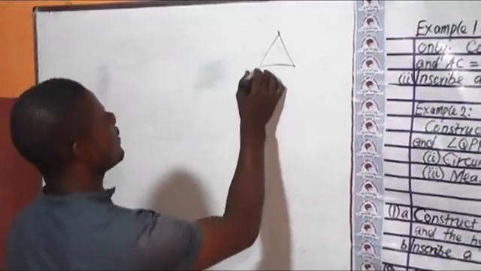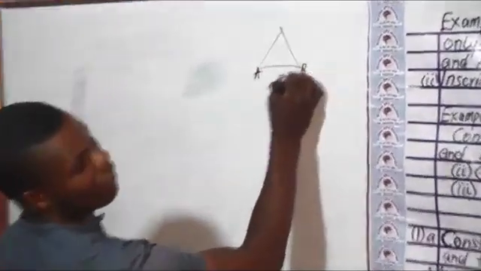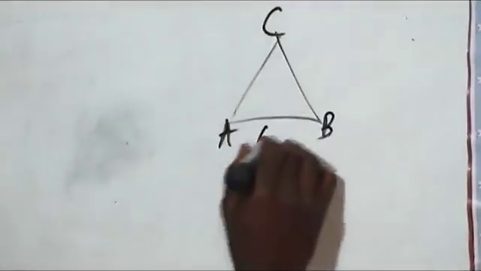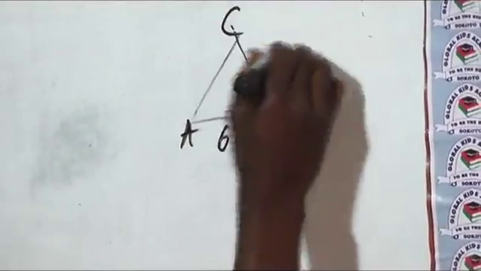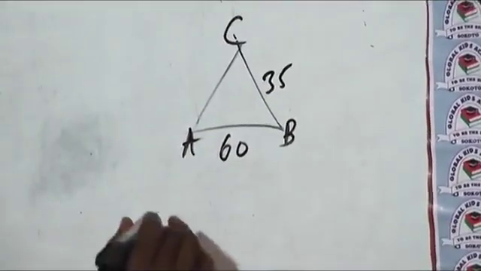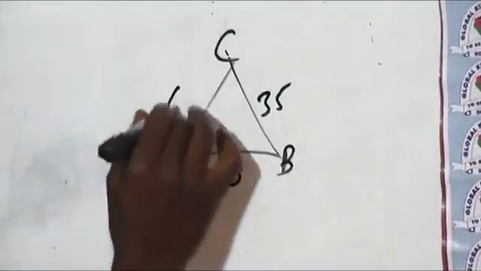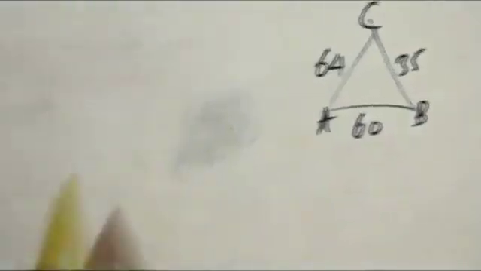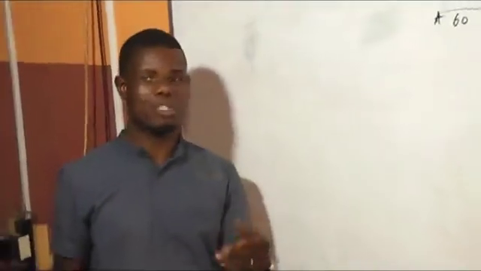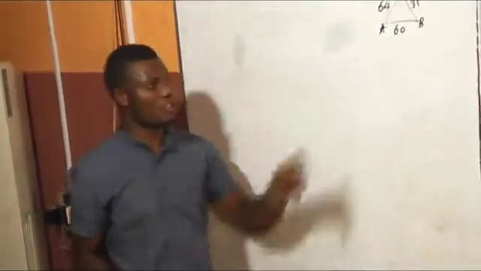Here is your AB, here is your C. So you have your AB as 60, you have your BC as 35, and you have your AC as 64. They are all in millimeters. With this, you've gotten the basics, so you can start with the horizontal line. It's always advisable you start with the horizontal line.